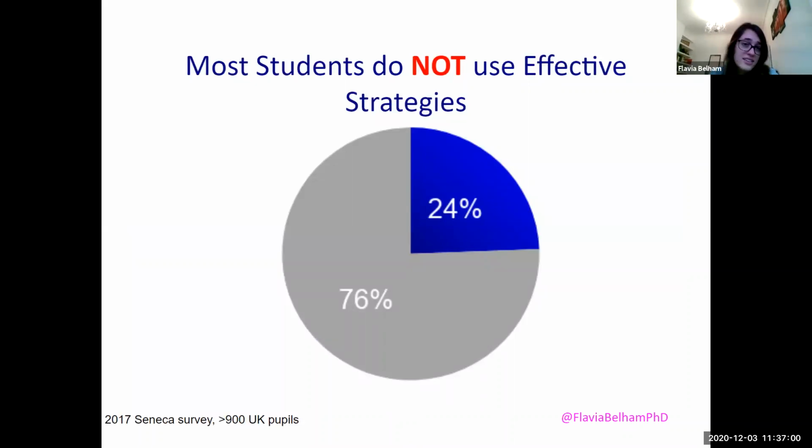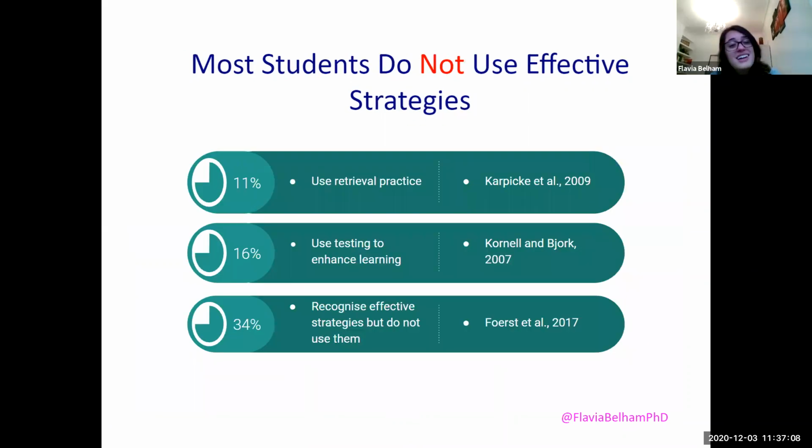At Seneca, we had a survey done when we started, and only a quarter of students were using effective learning strategies, which is not a lot. But there are also actual scientific papers that show the same thing. For example, in 2009, there was a paper that showed that only 11% of students used retrieval practice. In 2007, only 16% of them were using testing to enhance learning, which is retrieval practice.